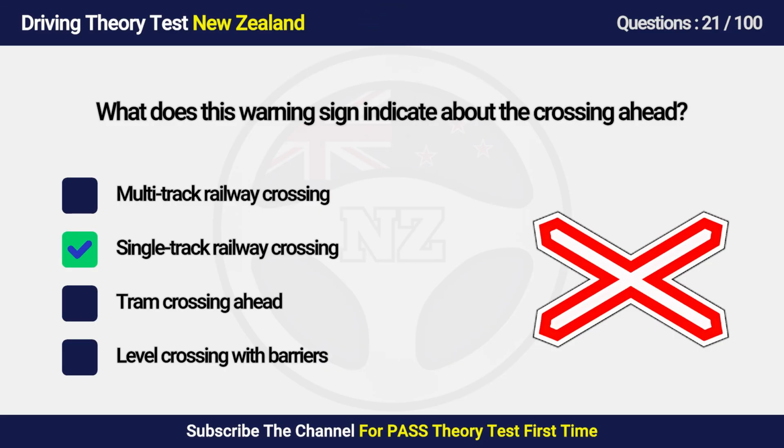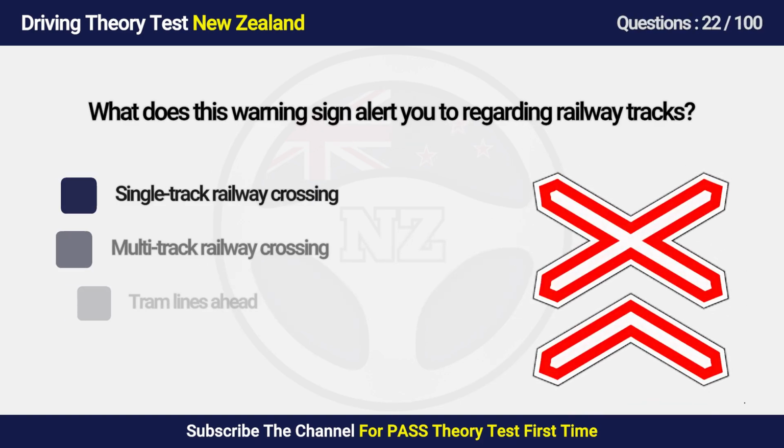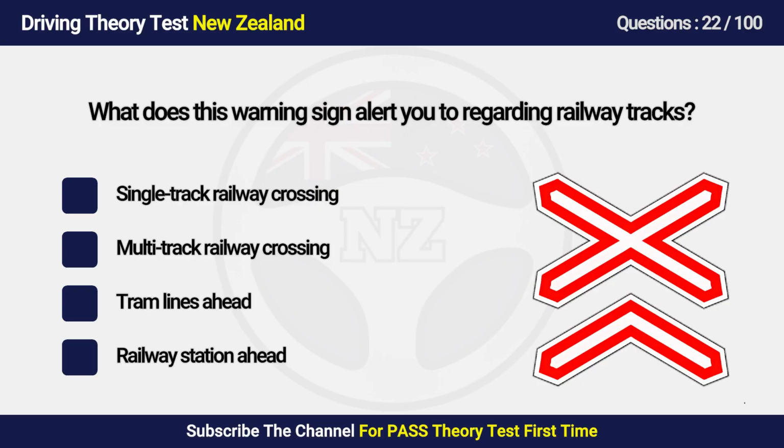Answer is B. Railway crossing. This railway crossing sign warns of an unprotected railway crossing with a single track. Drivers must be prepared to stop and look for trains before crossing. Question 22. What does this warning sign alert you to regarding railway tracks?